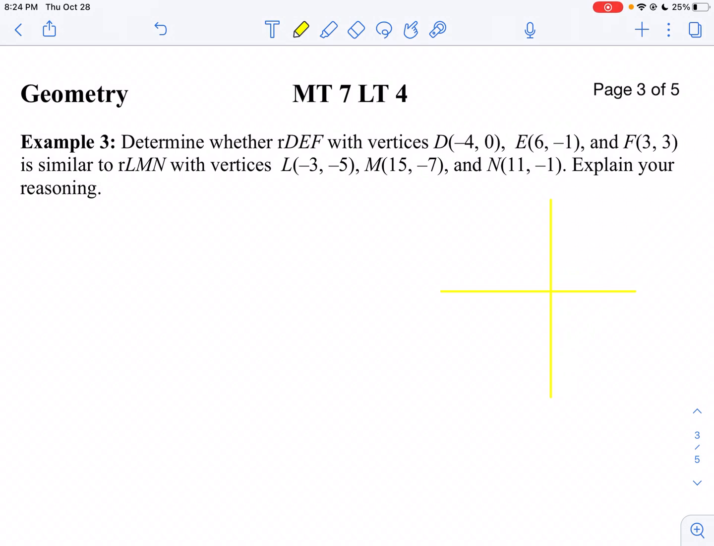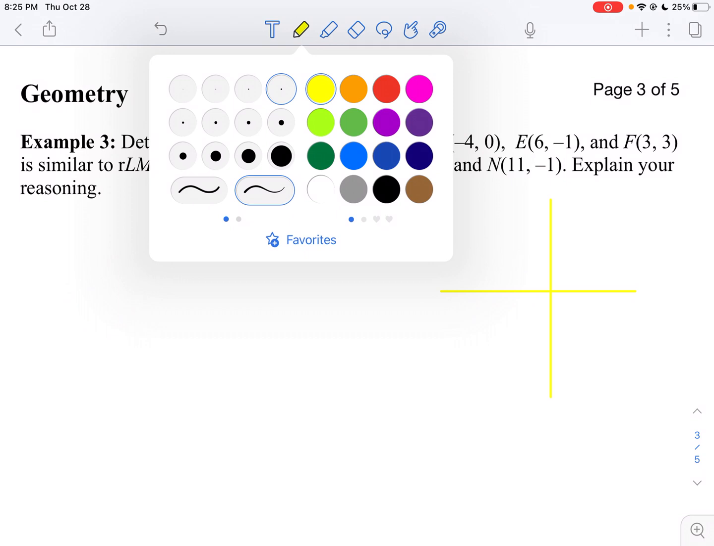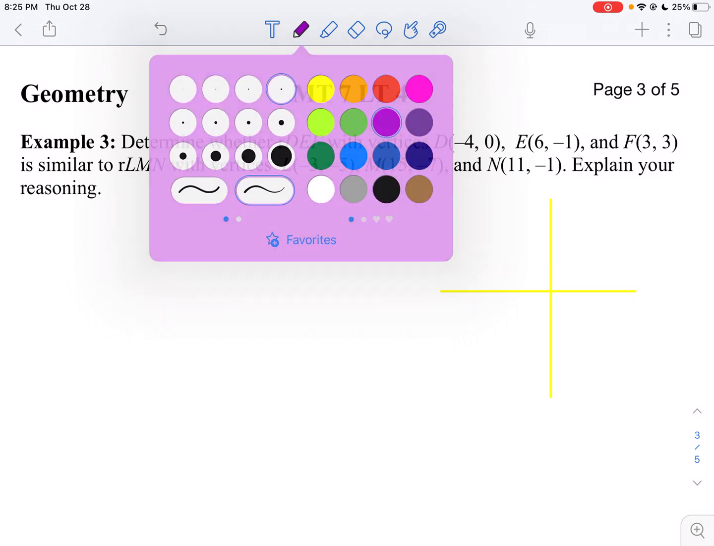In our next example, we want to determine whether triangle DEF with vertices D of negative 4, 0, E of 6, negative 1, and F of 3, 3 is similar to triangle LMN with those corresponding vertices. You don't have to be an artist, but I'm going to graph these out just so we can get an idea of what they look like.